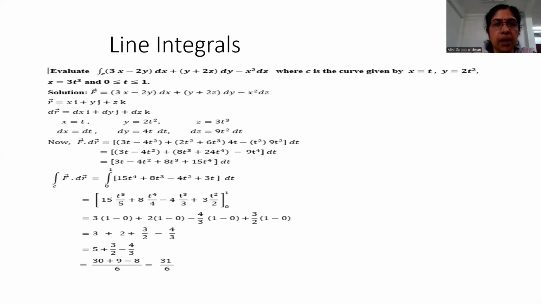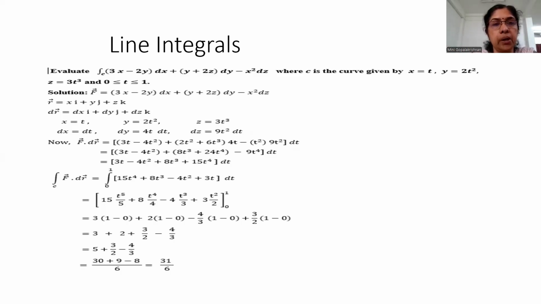So actually this is the integral of F dot dr, where F is a vector and dr is another vector. So for F dot dr, we apply the dot product formula, and what we get is the integrand of this line integral, which is (3x - 2y) dx + (y + 2z) dy - x² dz. Now, since the integral contains all three variables at the same time, it is complicated to integrate this.